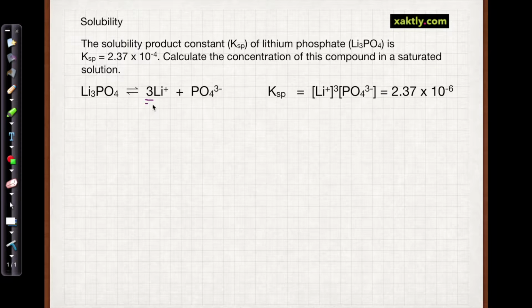And this KSP, the solubility product constant expression, has to take into account the coefficients of those two ions, giving us the third power on the concentration of lithium and the first power on the phosphate concentration.